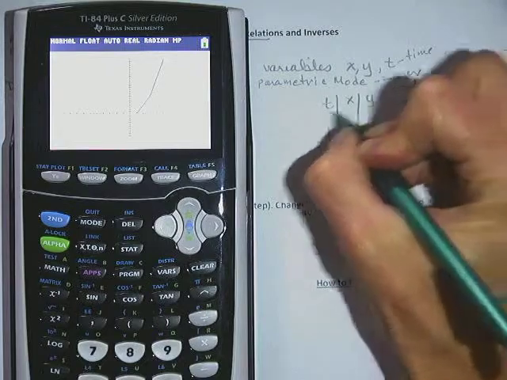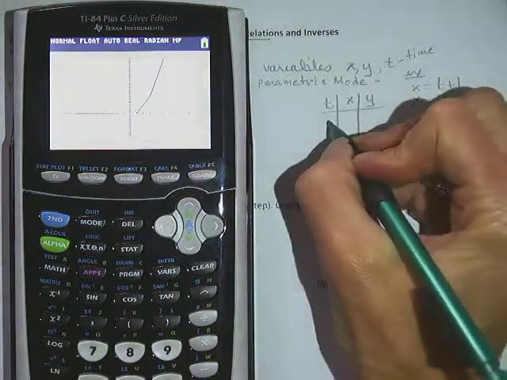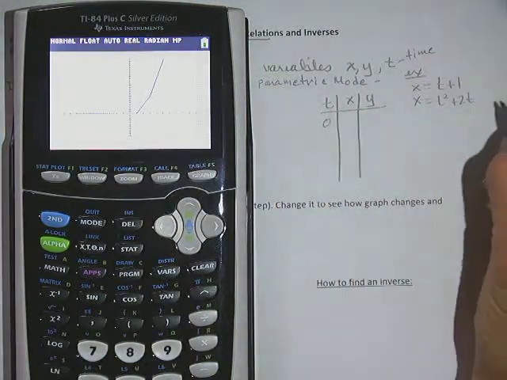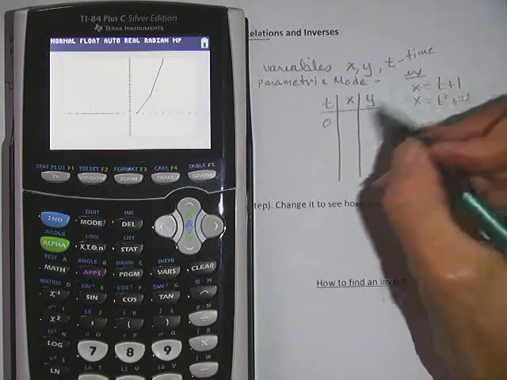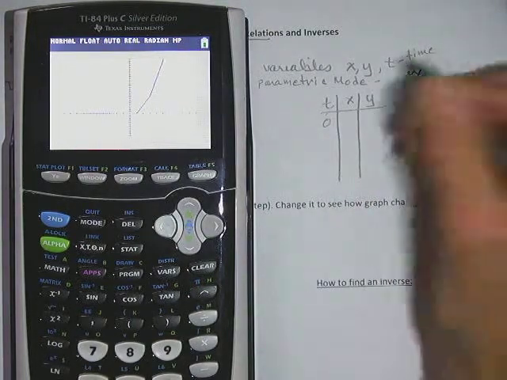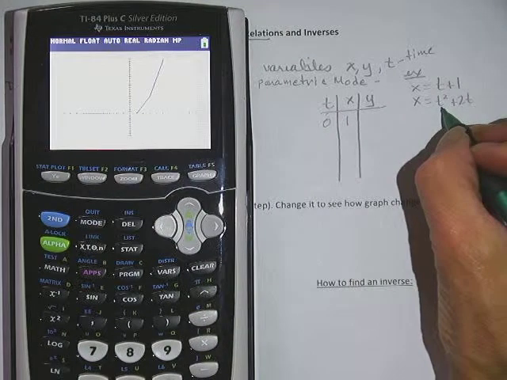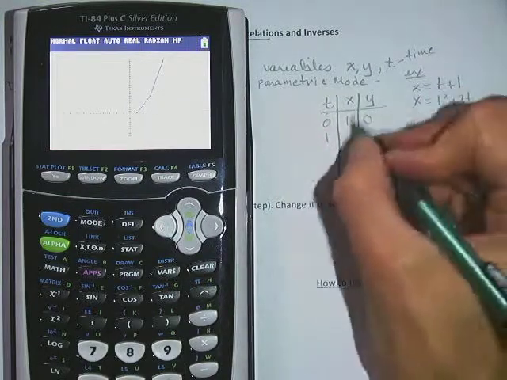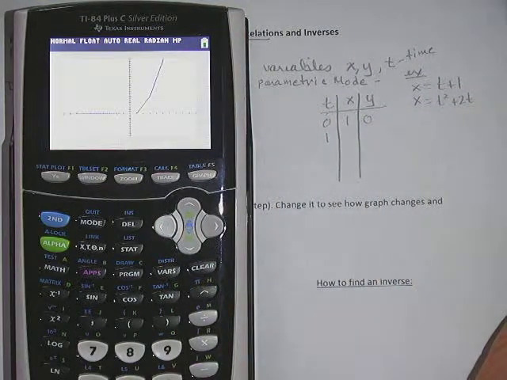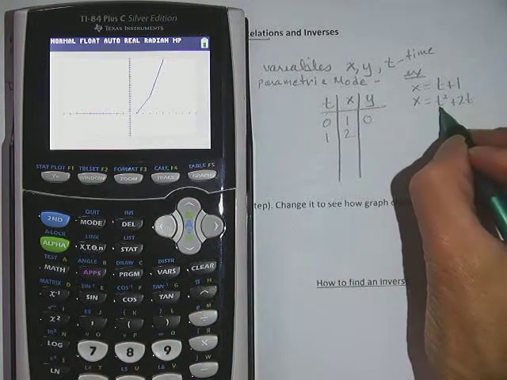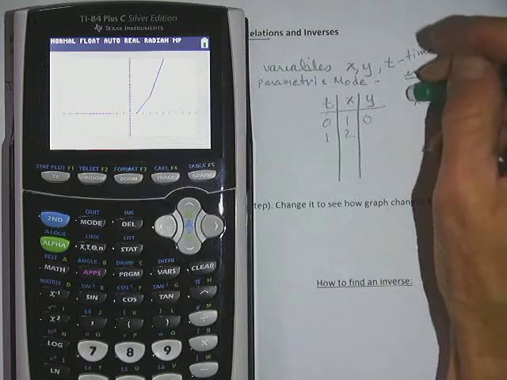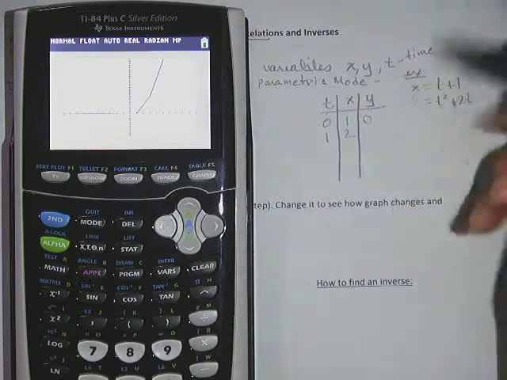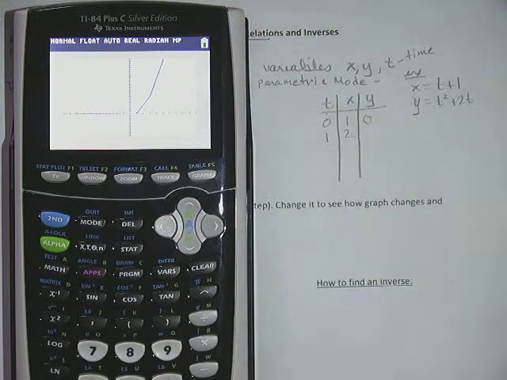This is how it works, okay? When you graph something, it graphs it like this. When t is 0, what is x? 1. When t is 0, what is y? 0. Okay, good. When t is 1, what is x? 2. And what is y?